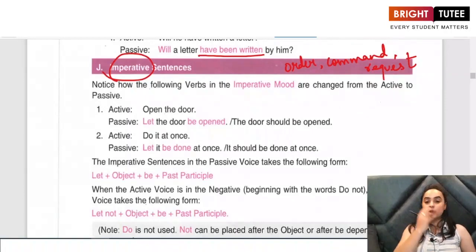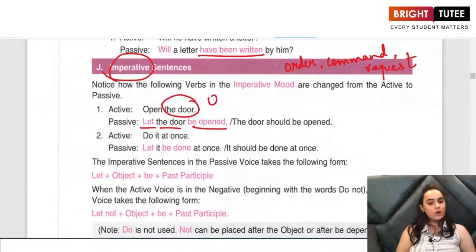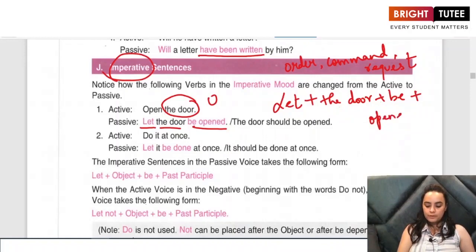Now look at the structure. Open the door, right? It changes to let the door be opened. What was my object? The door was my object. In imperative sentences, there may or may not be a subject, but the object is always there. So, how do we change it? Let plus my object, which is the door, plus be and the third form of the verb open, which is opened. So, let the door be opened.